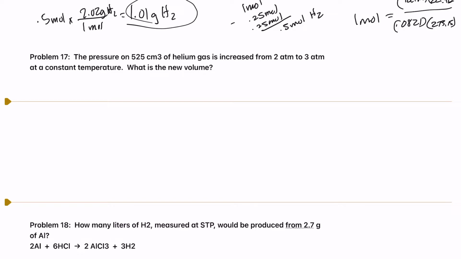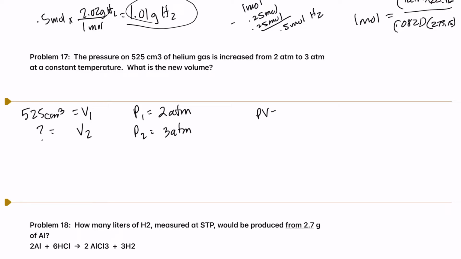17, we are given 525 cubic centimeters, or 525 milliliters, of helium gas, with pressure increased from 2 atm to 3 atm. So far they've given me a pressure 1, a volume 1, and a pressure 2. They are asking me to calculate volume 2. So I'm going to list out my numbers here. Think back to PV = nRT. I know that P and V go next to each other, so I can use P1V1 equals P2V2, and then plug in my numbers and calculate.